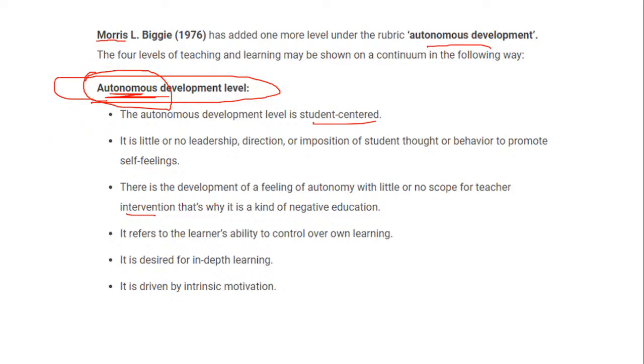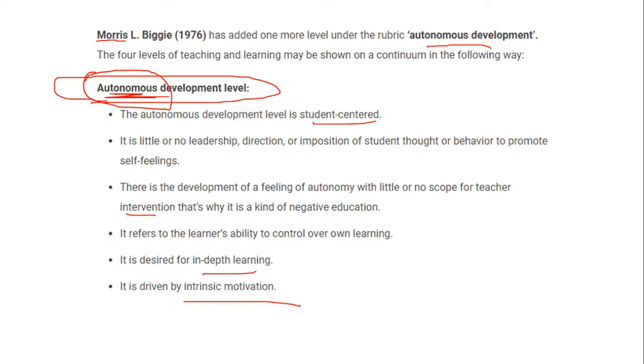So it refers to the learner's ability to control their own learning. You can say this is self-directed. It is desired for in-depth learning, and it is driven by intrinsic motivation. No, Neelam, this is not the level in the syllabus. Your syllabus is not talking about the level. You have only 3 levels.